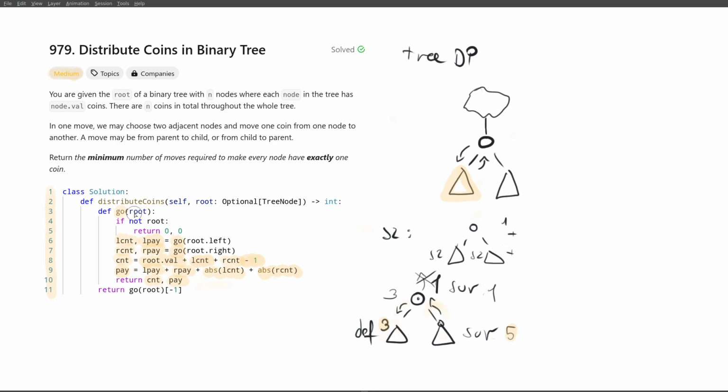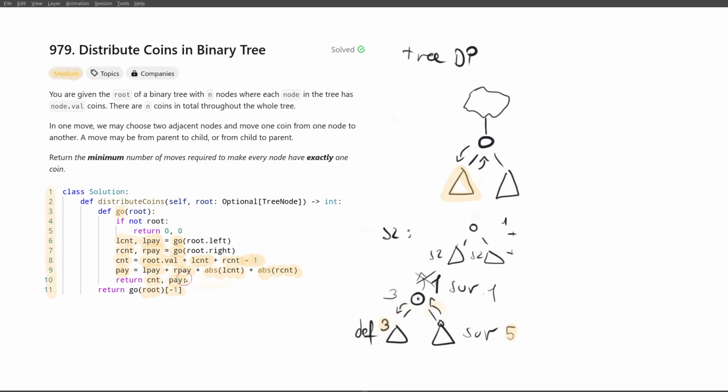And after doing all that, starting at the root, we just have to say how much we had to pay in total. I think it's easier to calculate both the count or balance and how much we have to pay for every node, because those things are calculated in the same way, along the same DFS, along the same tree DP.